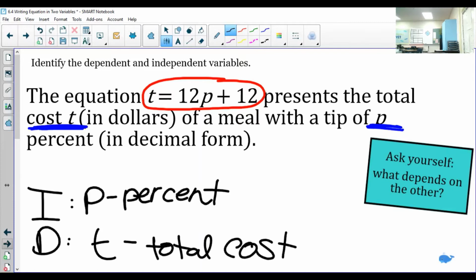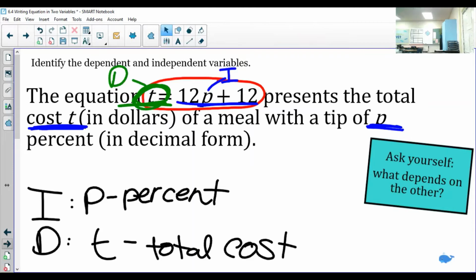Now, I'm going to give you a little tip here, okay? Whenever you see an equation, the number or variable that is out here by itself, in this case it's the t, is always going to be dependent because it depends on whatever number you put here. And the number that's in the equation part is always going to be independent. So you can ask yourself these questions, what depends on the other, but ultimately the t, the one that's all by itself, is dependent and the other one is independent.